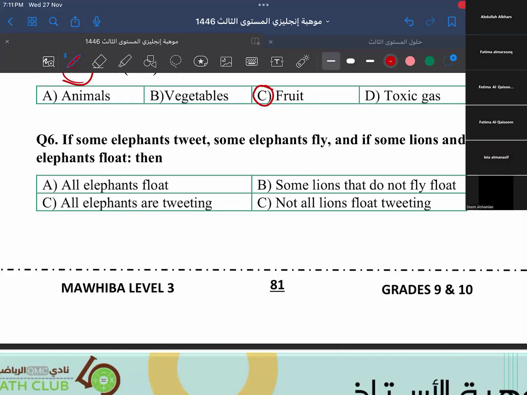Sure. I think it's C, but not all elephants are tweeting. It's the other one. Not all lions float tweeting. Okay, so it is this one, you mean? So it's like A, B, C, and D. This one should be, right? Yeah, exactly. So D is going to be the right answer here. They're saying if some elephants tweet, some elephants fly, and if some elephants and lions float, then not all lions float tweeting, because we said that some of them only are tweeting. ممتاز.